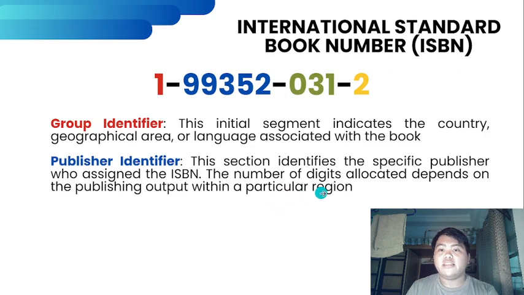In the given figure is an example of an ISBN 10. The red designates the group identifier, which is the initial segment that indicates the country, geographical area, or language associated with the book. The publisher identifier, assigned the blue color, is a section that identifies a specific publisher who assigns the ISBN. Also, the number of digits allocated depends on the publishing output within a particular region.